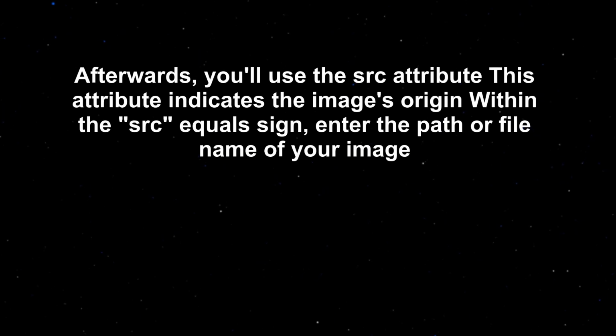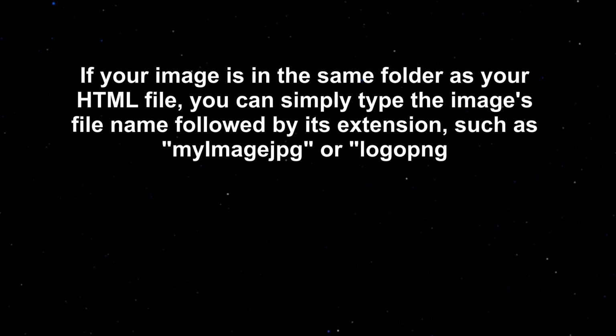Afterwards, you'll use the src attribute. This attribute indicates the image's origin. Within the src equals sign, enter the path or file name of your image. If your image is in the same folder as your HTML file, you can simply type the image's file name followed by its extension, such as myimage.png or logo.png.